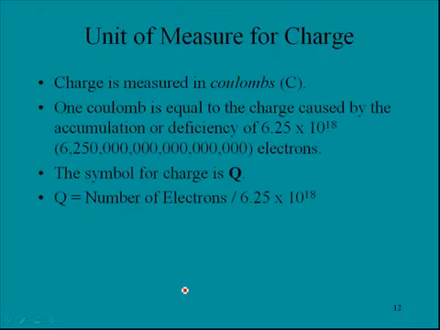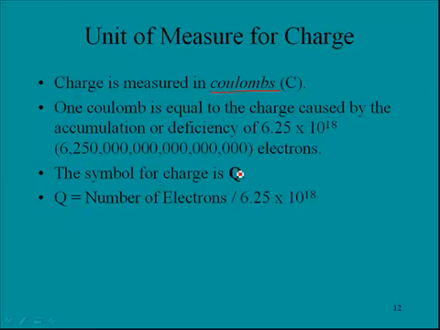Okay, units of measure for charge. Charge is measured in a quantity we're going to call a coulomb. Coulomb is shown by a capital C. One coulomb is equal to the charge caused by the accumulation or deficiency of a bunch of electrons, and the number is 6.25 times 10 to the 18th power. It takes that many electrons to have one coulomb of charge.